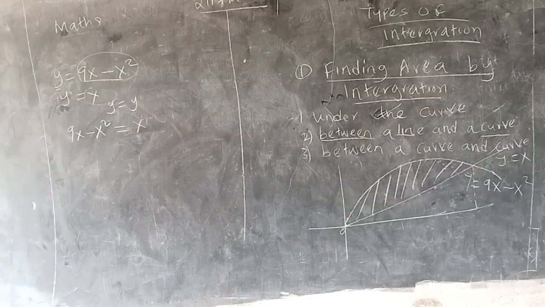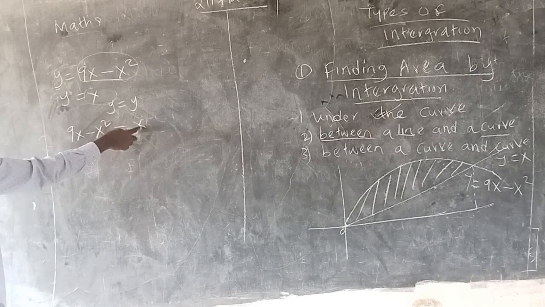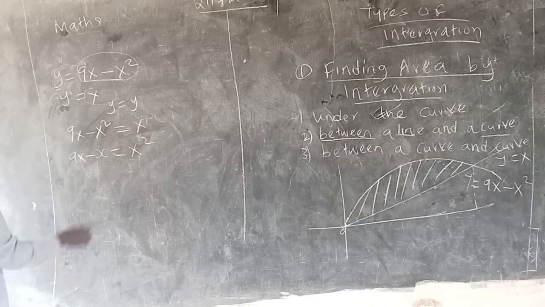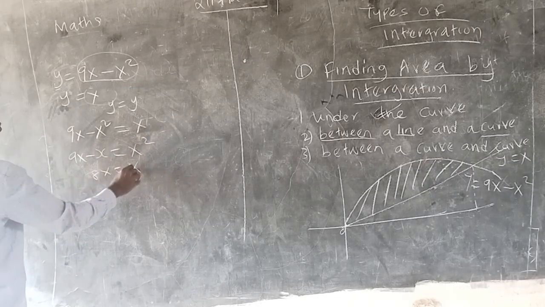After reaching that point, we collect the like terms. Then we say this comes to the other side: 9x minus x equal to x squared. So here is 8x equal to x squared.